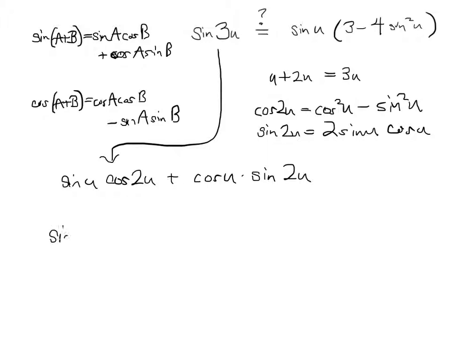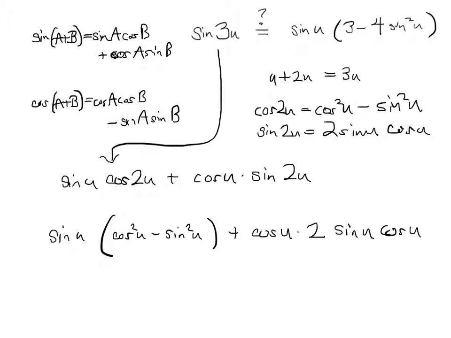So sine of u times cosine squared minus sine squared, plus 2 sine u cosine u times cosine u. And things are looking up because now we have everything in terms of u. Yeah, that helps a lot because everything in our right-hand side is also in terms of u.